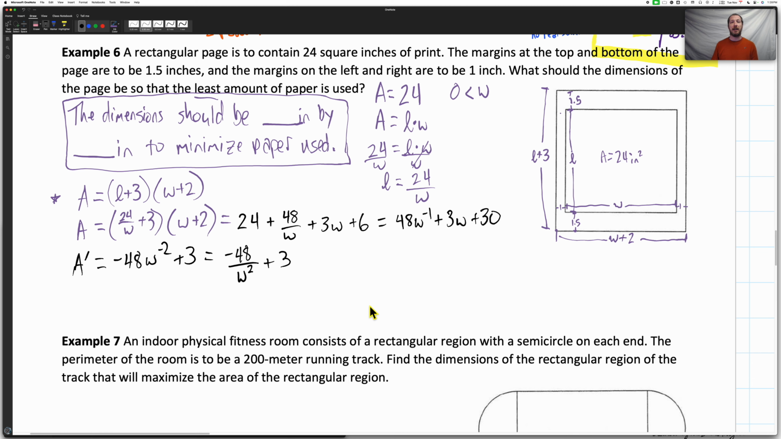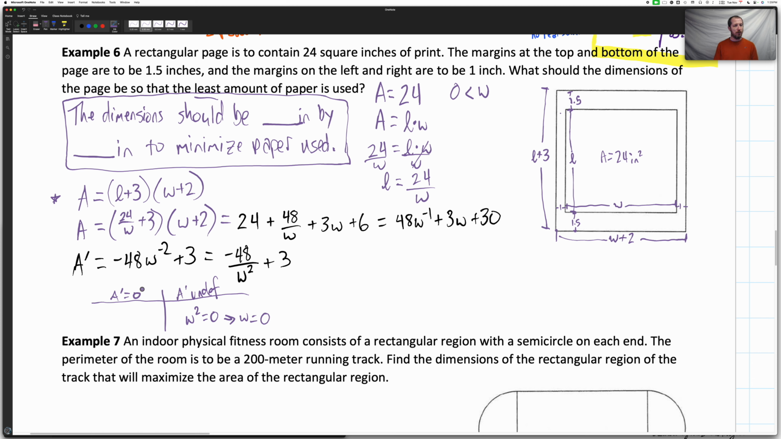And we need to find our critical points. So let's find where A prime equals 0. Let's find where A prime is undefined. A prime undefined, we've got a W squared in the denominator. So W equals 0 is undefined. We've already said it can't be 0. So it's not gonna help us out.